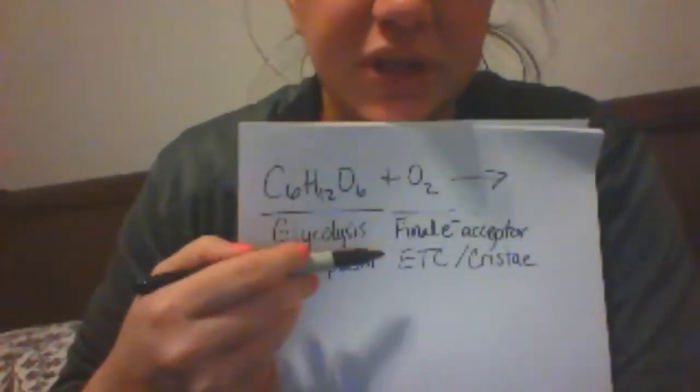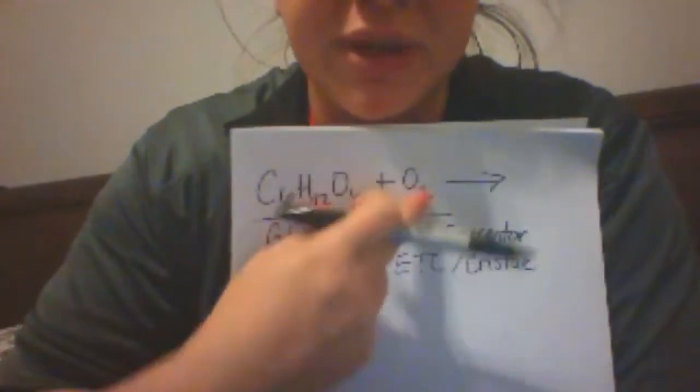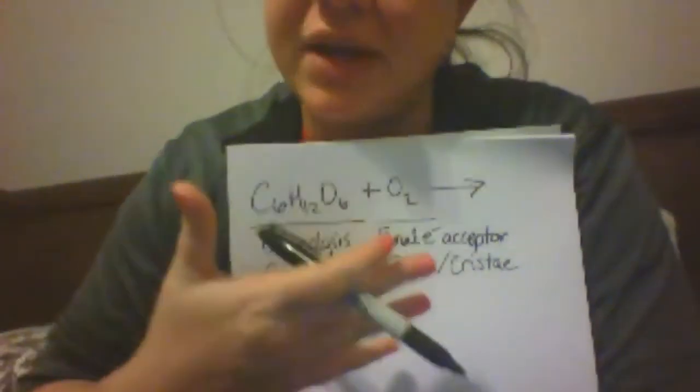While oxygen, that's our final electron acceptor. Okay, oxygen is your final electron acceptor in respiration, and you're going to see that in the ETC in the cristae. See that as a final electron acceptor in the ETC in the cristae. Again, this is as reactants. You know I'm talking about them as reactants because they're before the arrow. That's how you know it's a reactant.